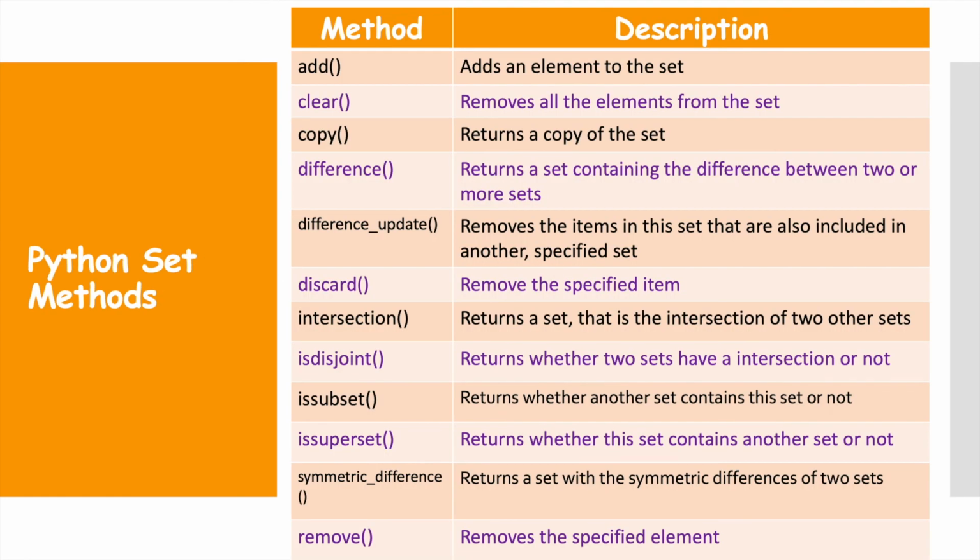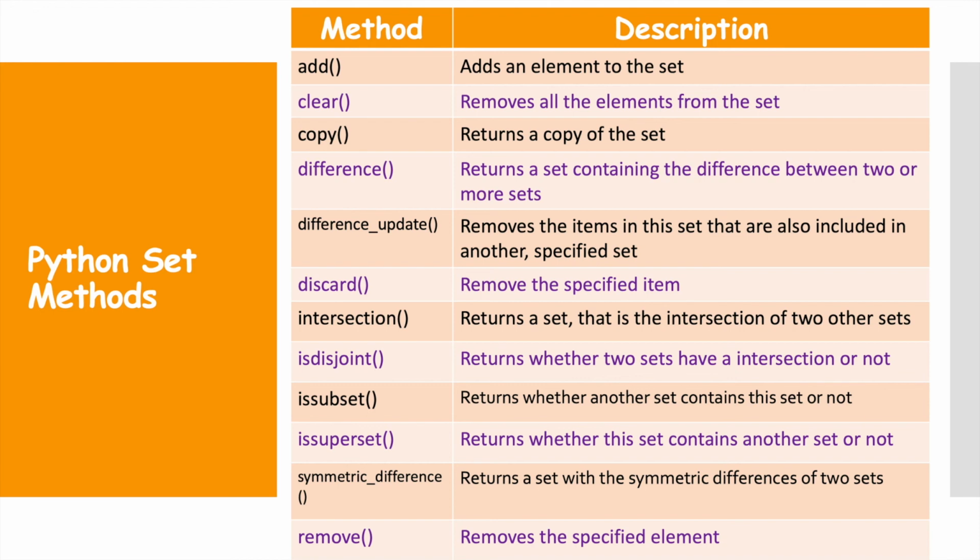Now let's see the various set methods in Python. The add method will add an element to the set. The clear method will remove all the elements from the set. The copy method will return a copy of the set. The difference method will return a set containing the difference between two or more sets. And difference update will remove the items in this set that are also included in the other specified set. The discard method will remove the specified item.